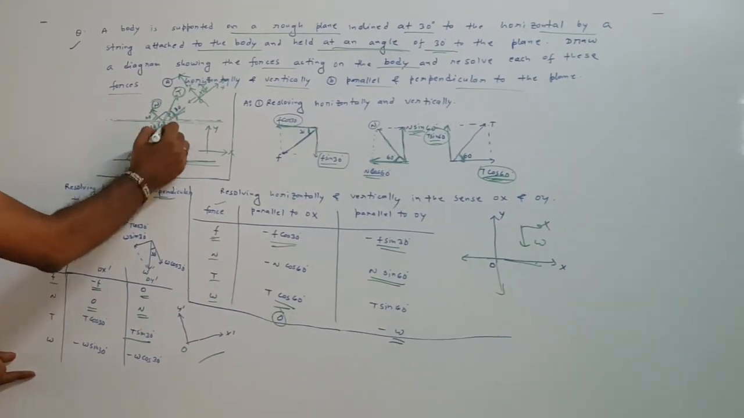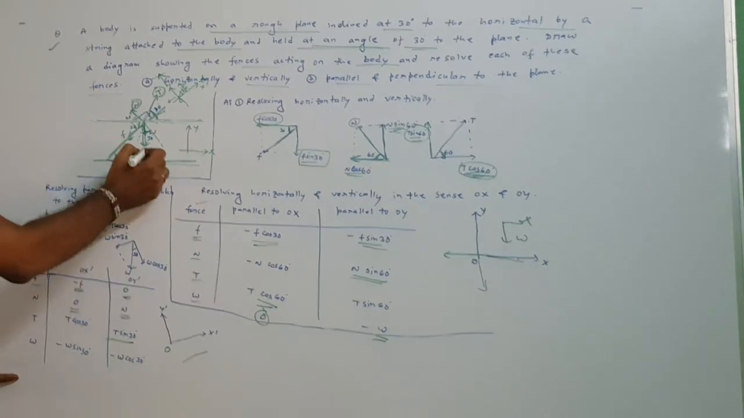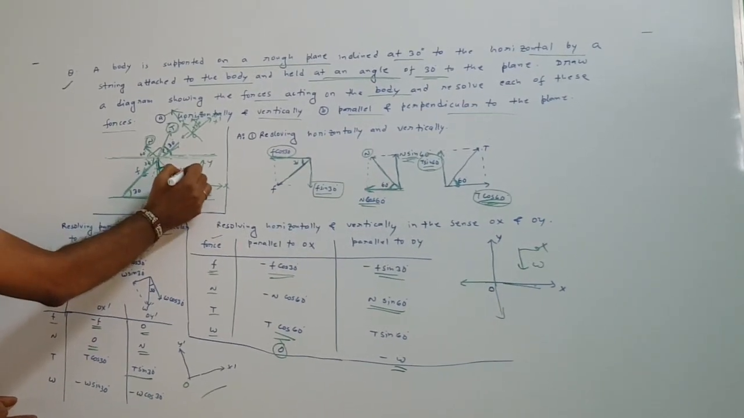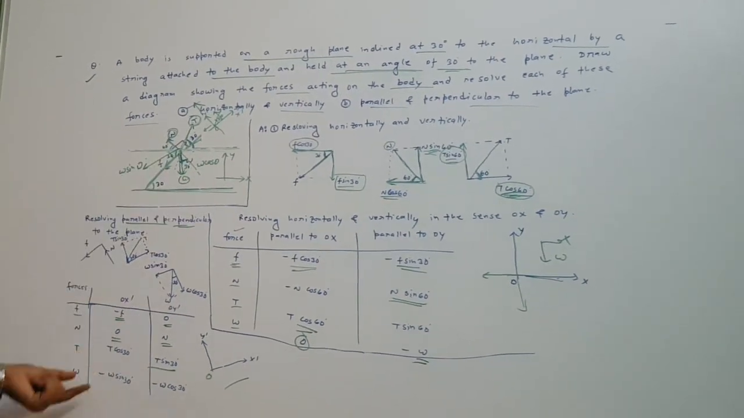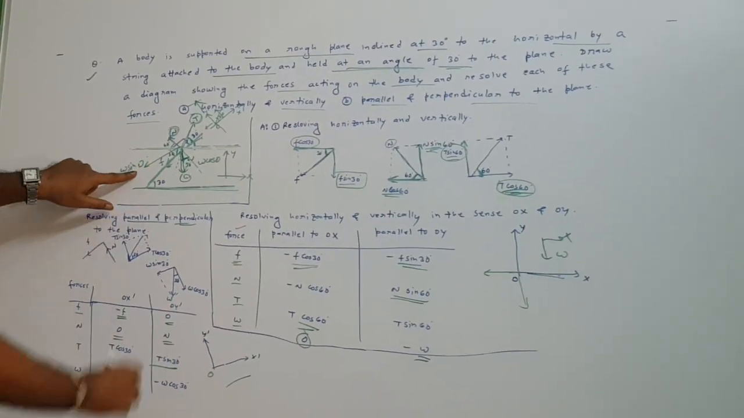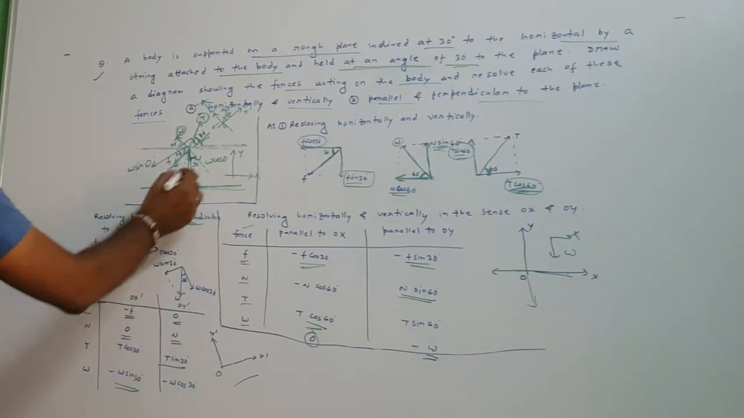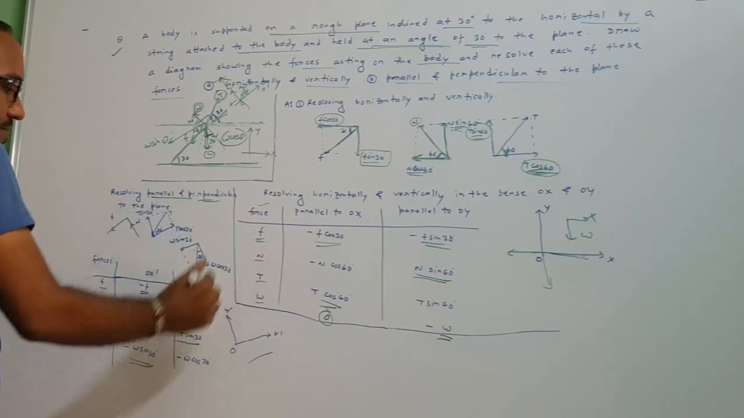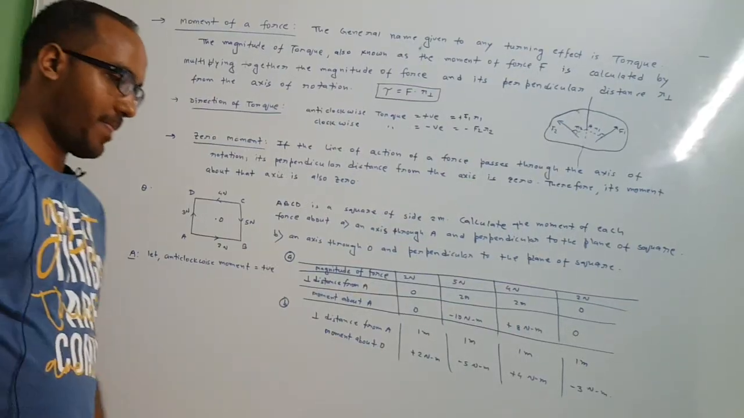And if we consider weight, now see, this angle is 30 degree. Now if this is W, then this is W cos 30 and this component would be W sin 30. So our W sin 30 is in the negative OX prime, so it is minus, and W cos 30 is in the negative OY prime, that's why it is minus of W cos 30.